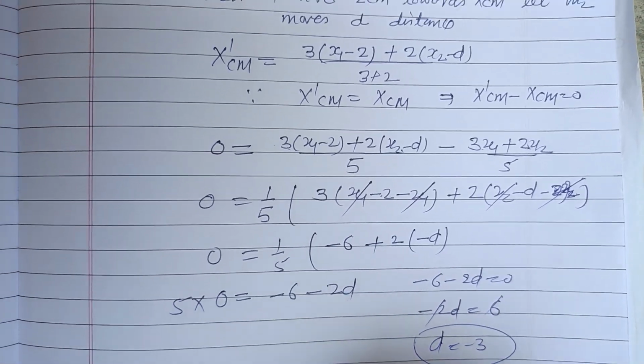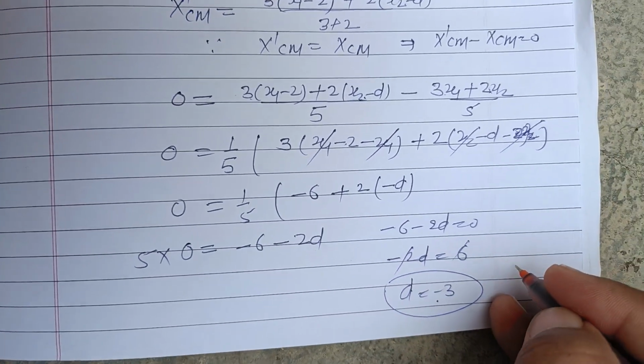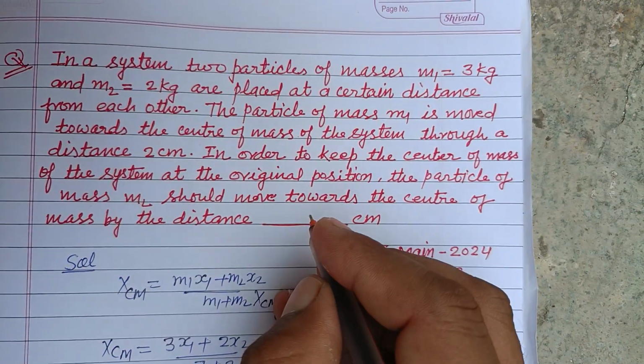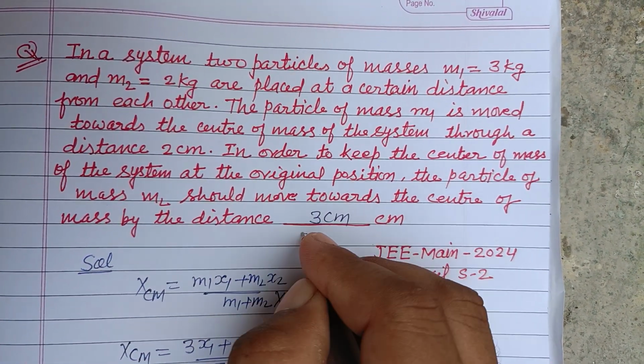So the distance is decreasing, so its sign is negative, so we take d as 3 centimeter. So the distance is 3 centimeter in this question.